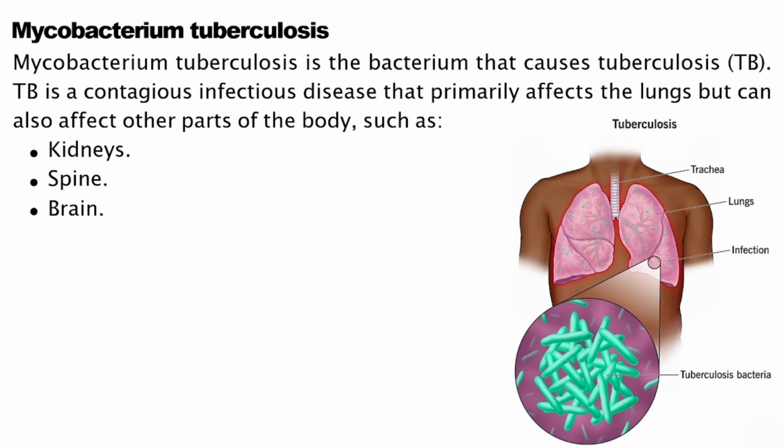As you can see in this figure, there is a human body in which the Mycobacterium tuberculosis has colonized the lungs. Mycobacterium tuberculosis is mainly found in the lungs as well as in the trachea or in other parts of the human body such as the kidney, spine, and brain. So these are the organs which are mainly affected by the Mycobacterium tuberculosis.